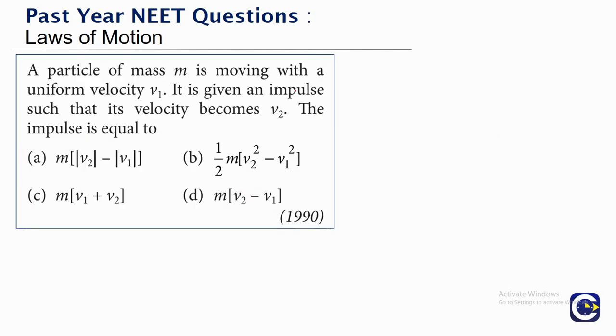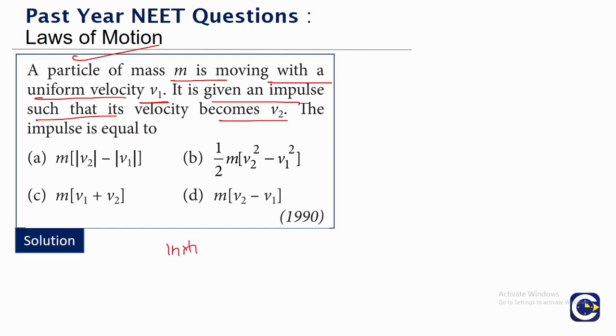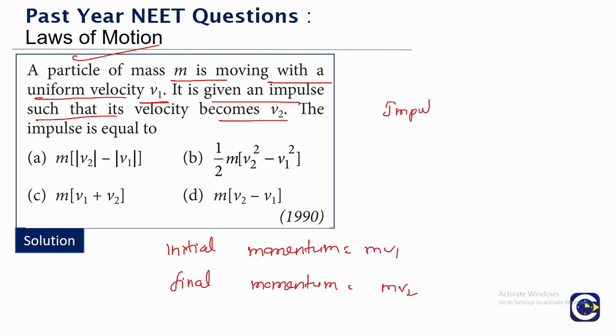This is a straightforward question based on the definition of impulse. A particle of mass m moving with a uniform velocity v1 is given an impulse such that the velocity becomes v2. The impulse is equal to, so initial momentum is m into v1. Final momentum is m into v2.